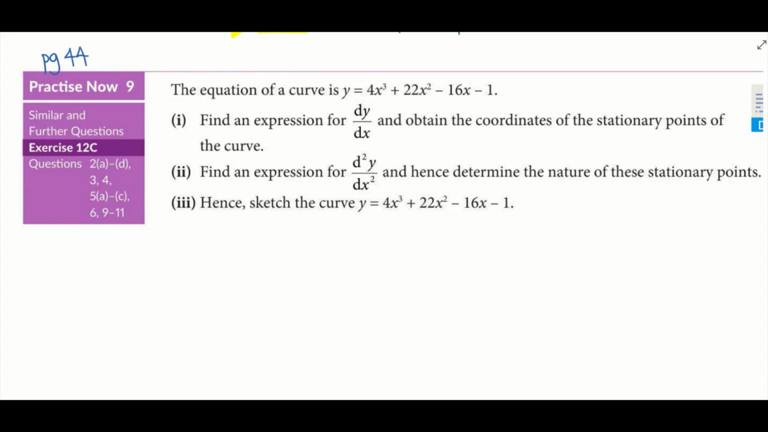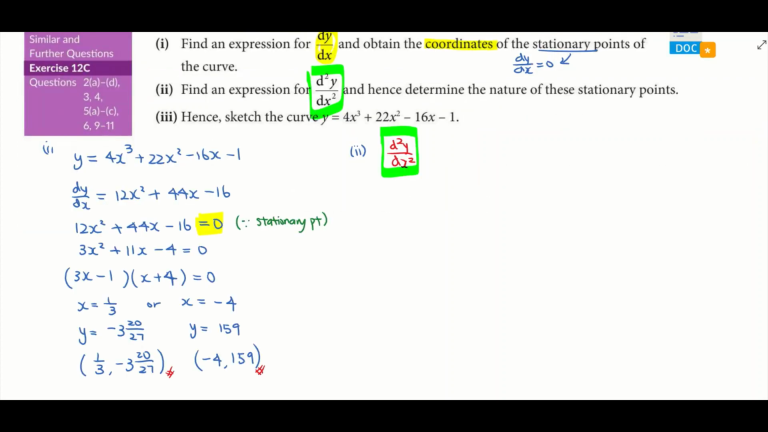Okay, first question. I have this curve. Find the expression for dy/dx, and obtain the coordinates of the stationary points. I'll leave you all to do this without explanation because this is from my first video. Okay, I'm done with part 1. I already found my 2 coordinates. I'm just focusing on part 2 for this video.